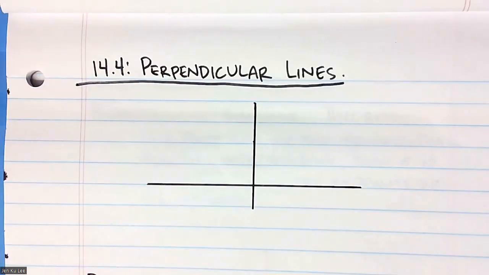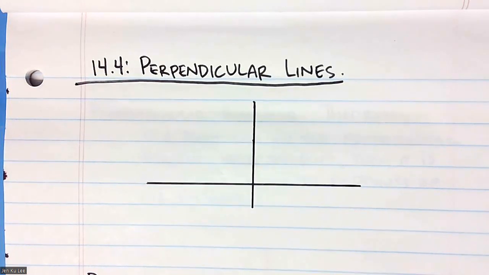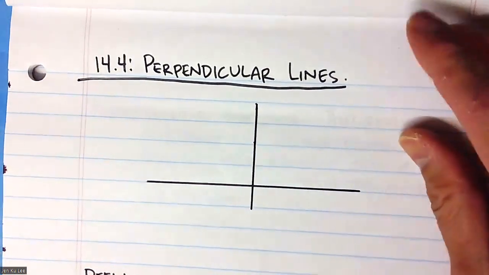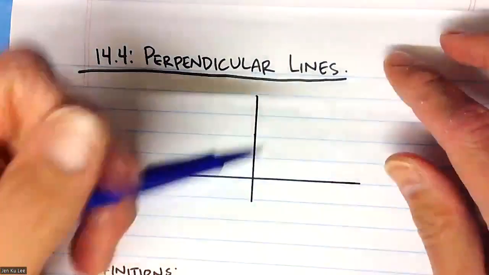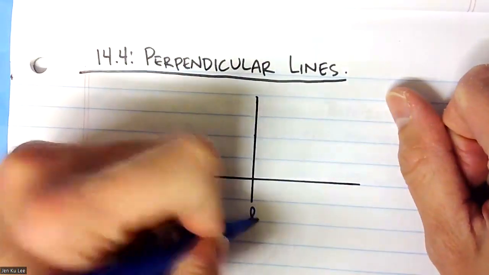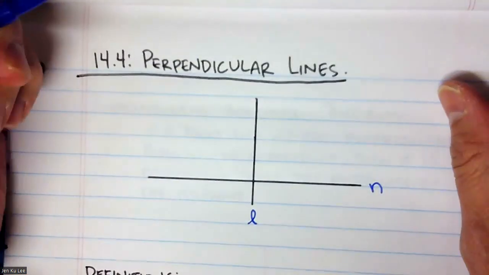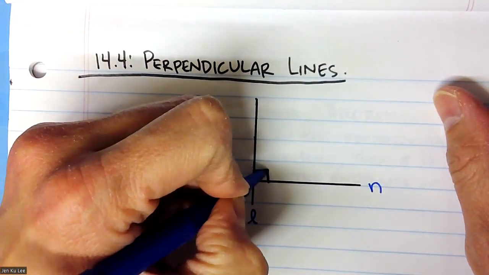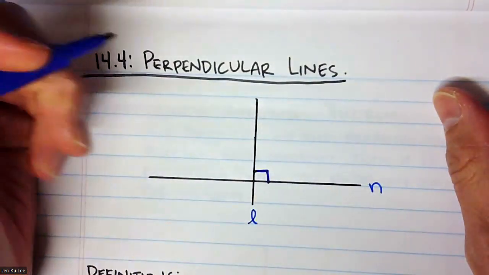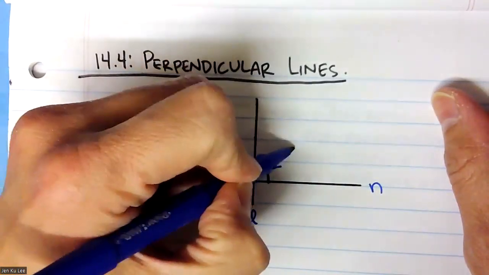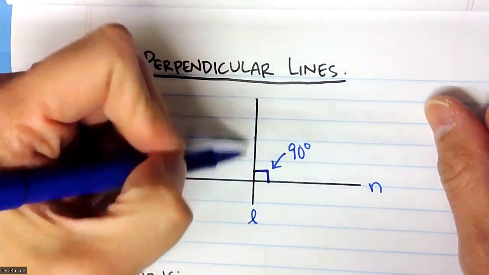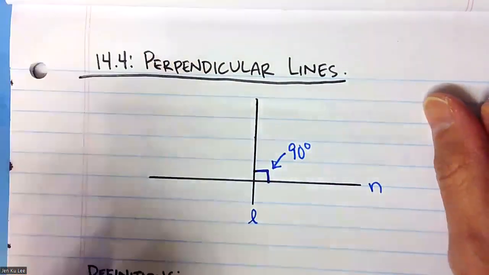Welcome everyone to 14.4, perpendicular lines. We are talking about what perpendicular lines mean. If these two lines, line L and line N, are perpendicular, that little box means that it's 90 degrees. That means they are perpendicular, where they intersect at a 90-degree angle.